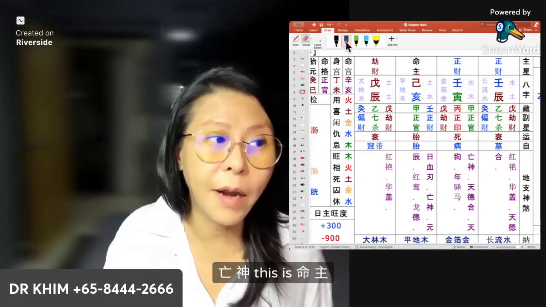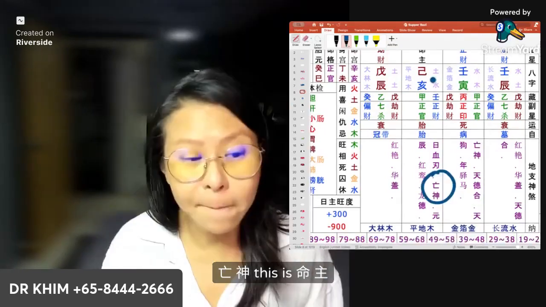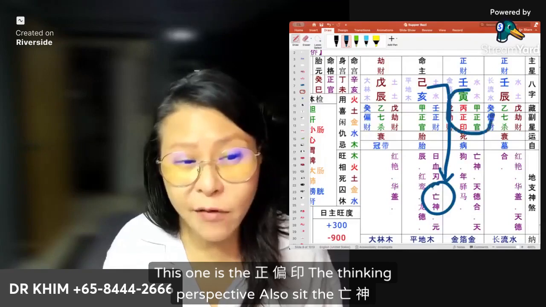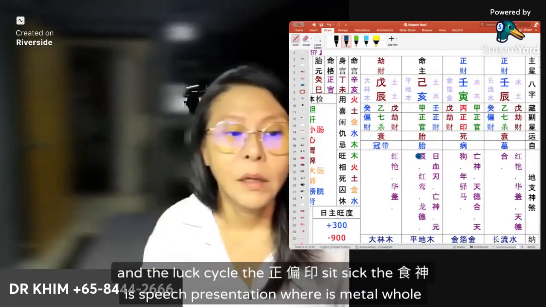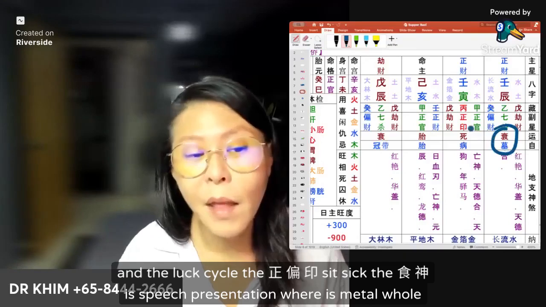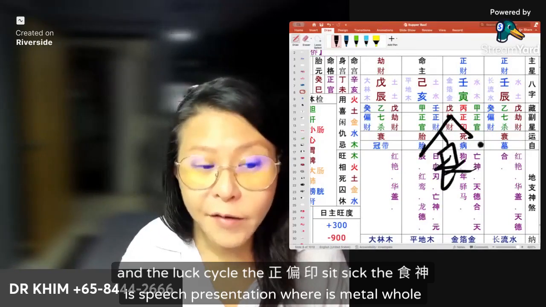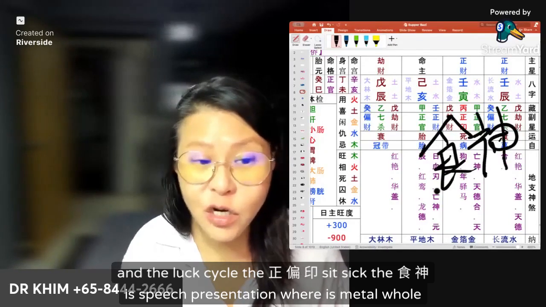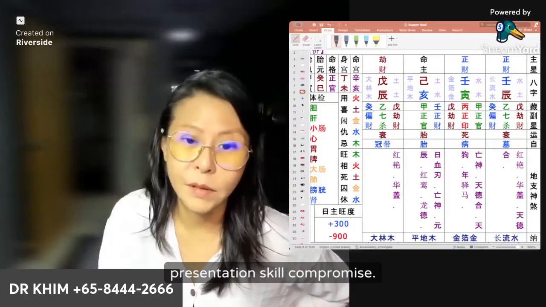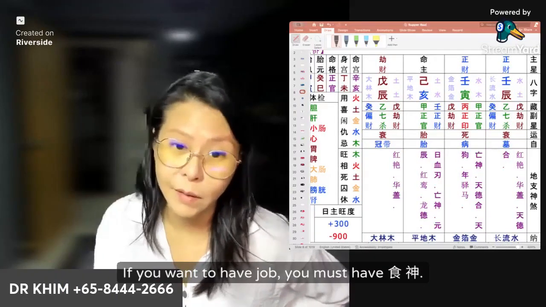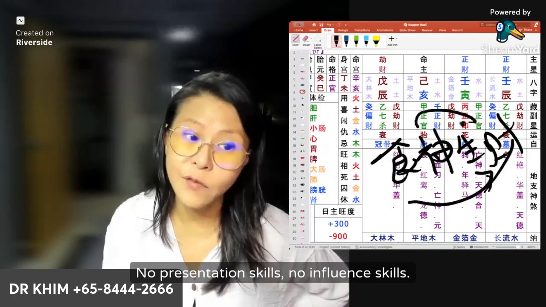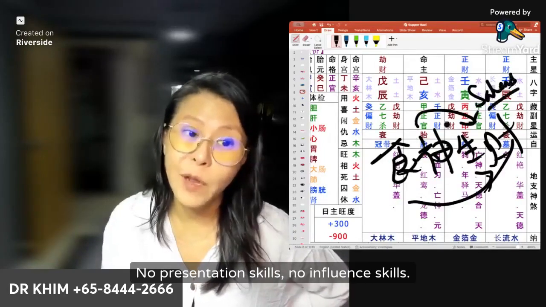Wang Shen. This is Ming Zhu, lack of focus. This one is the Zheng Pian Yin, the thinking perspective. Also sit the Wang Shen. And the luck cycle, right? The Zheng Pian Yin sits the Si Shen. Speech, presentation, where is metal? Whole chart, no metal. Presentation skill compromise. If you want to have job, you must have 食神 one. Because 食神 身材, no 食神 no presentation skills, no influence skills.